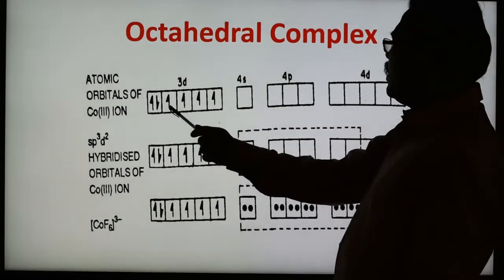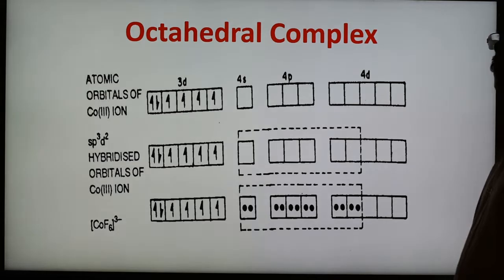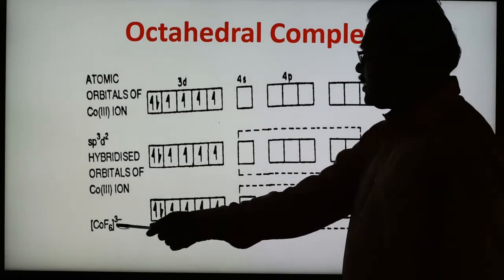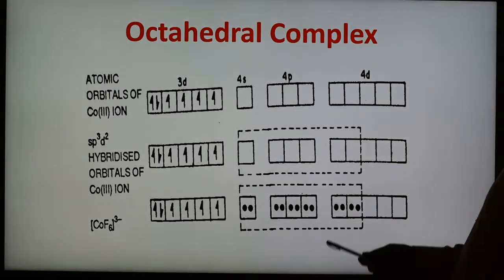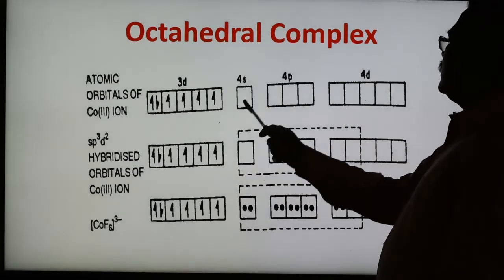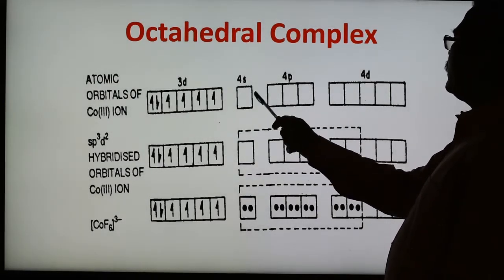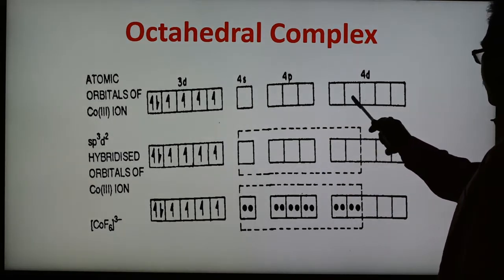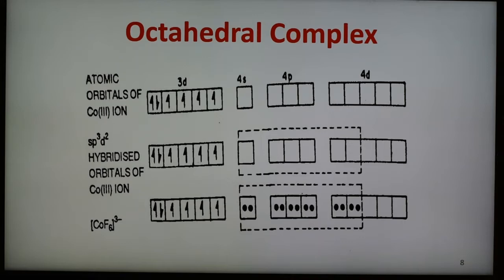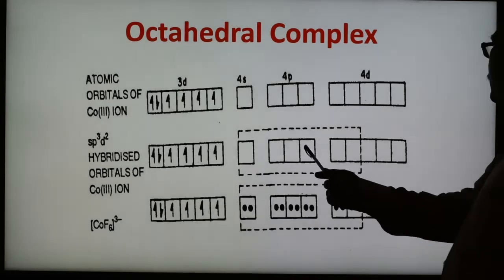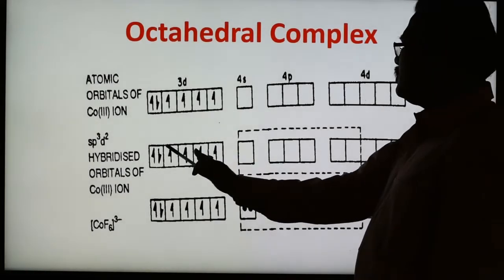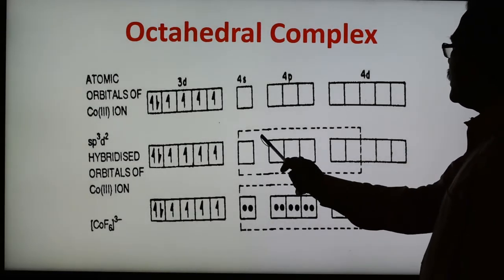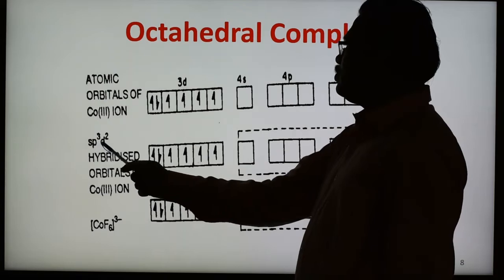So now here 4 unpaired electrons are there, and actually we require 6 vacant orbitals. So instead of this, in this case we are using the 4s orbital, 4p orbitals and 4d orbitals, which are vacant. So in this case we are not disturbing the 3d orbitals, and we are using these for the hybridization, and the hybridization is sp3d2.